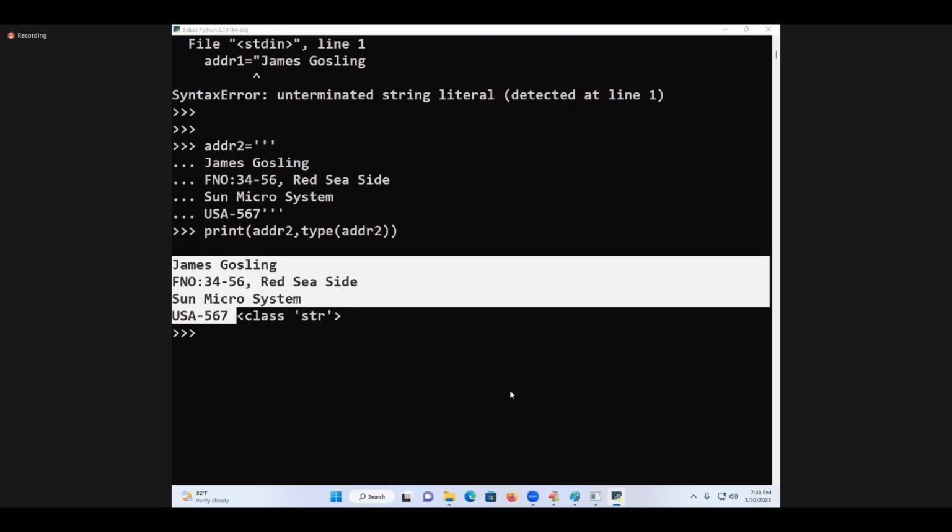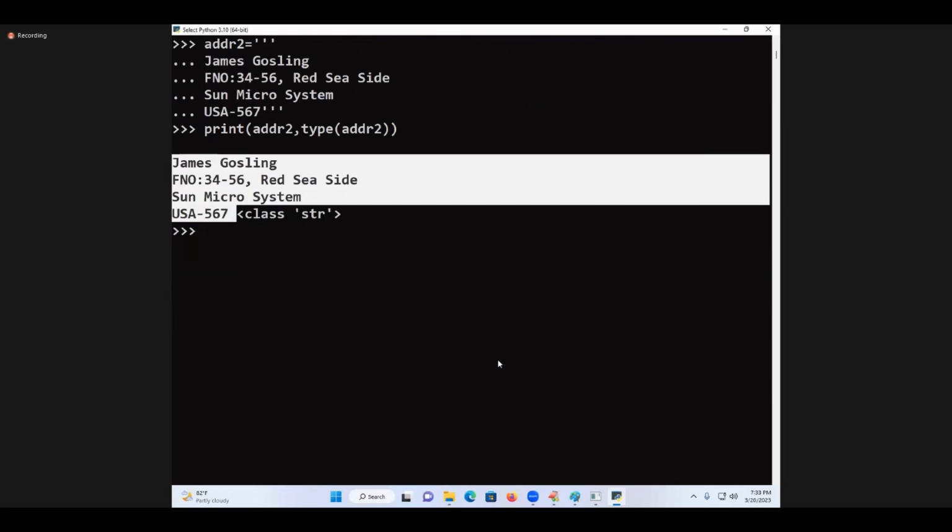How many types of strings? How many notations? What are the notations? Double quotes, single quotes, triple double quotes, triple single quotes. Do you know the difference? Double quotes and single quotes are for storing single line string data, but not for multi-line. Triple double quotes and triple single quotes are for what? Multi-line. Very nice. Did you understand?